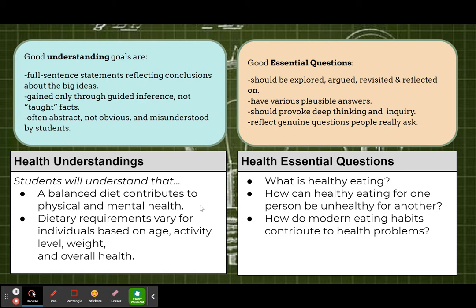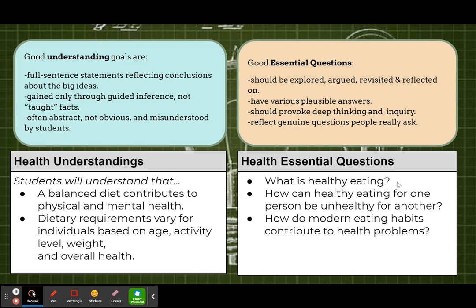Somebody might have a misconception and think that a balanced diet only contributes to physical health but not mental health. So this first understanding goal might address that misconception. And also another misconception could be the same dietary requirement should apply to everybody, but through guided inference, through experience, looking at the dietary requirements for different people in their own contexts, a student might come to this conclusion, infer that dietary requirements vary for different people based upon their circumstances.